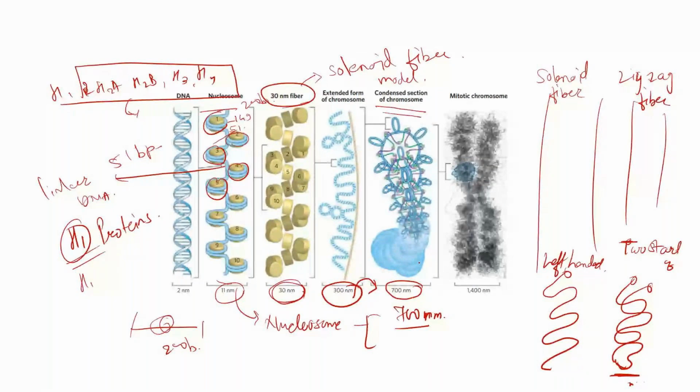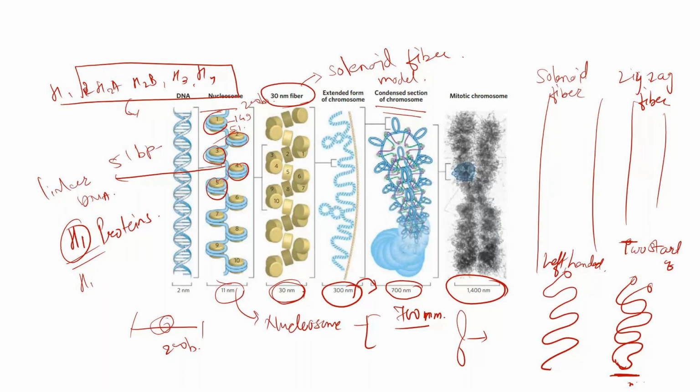Now if this chromosome gets duplicated in the process of cell division, it will be 1400 nanometer, double the 700 nanometer, right? Because in cell division the chromosome gets duplicated. Understood everyone? So what is the diameter of a compact chromosome? 700 nanometer, right?